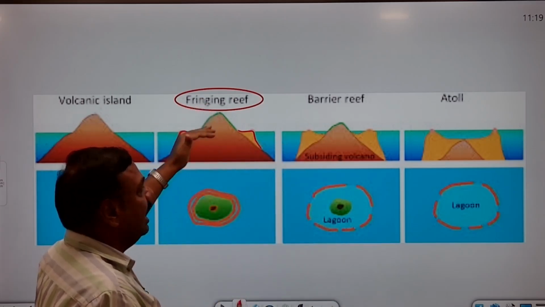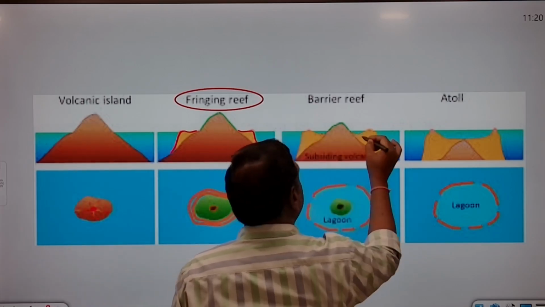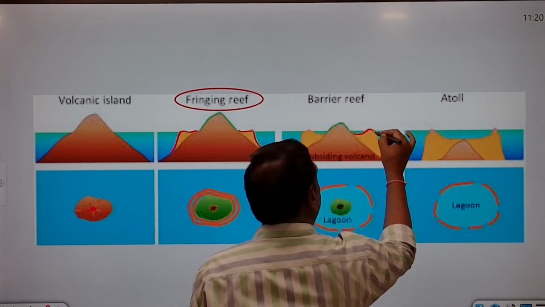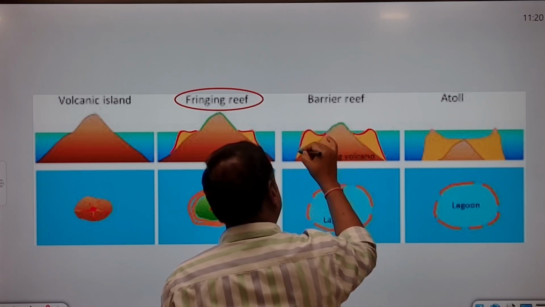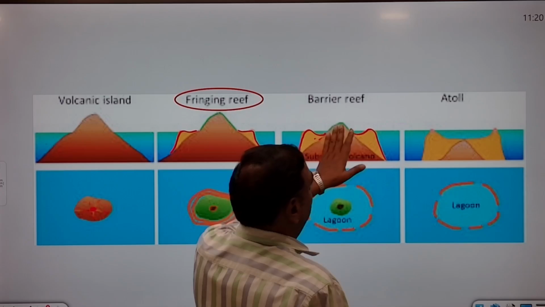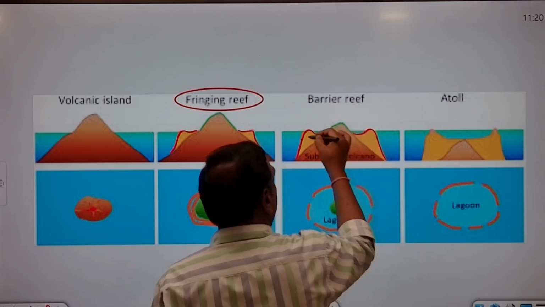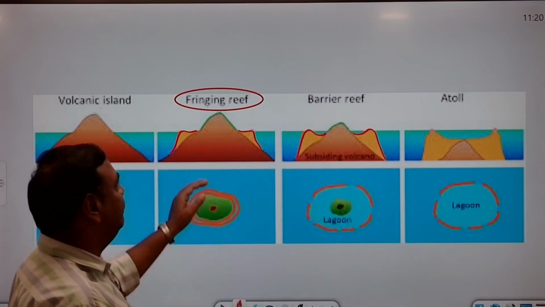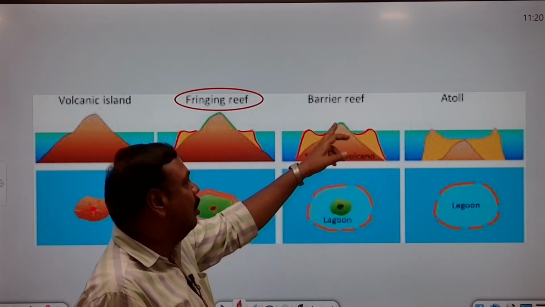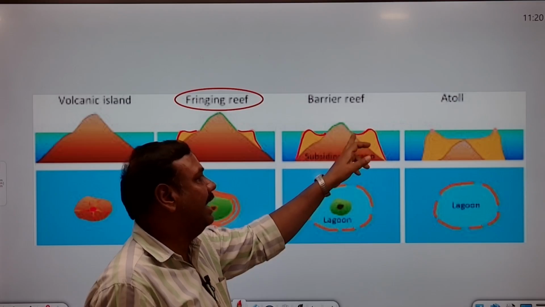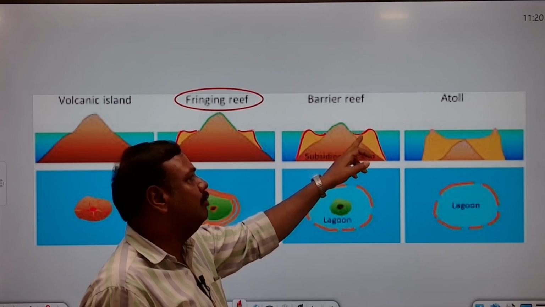This volcanic island starts sinking. When it starts sinking, the fringing reef has been subducting from nearby the volcanic island, and that is how you can say this kind of coral reef has been formed. The coral reef has been converted into this shape, from the slope of the volcanic island and from the slope of the mountain, right?